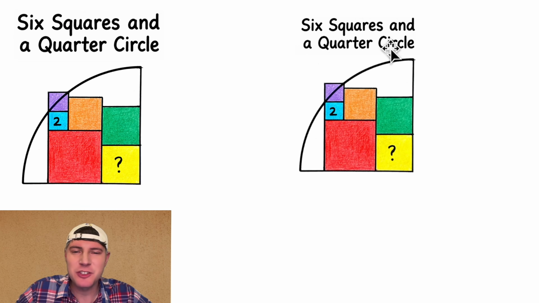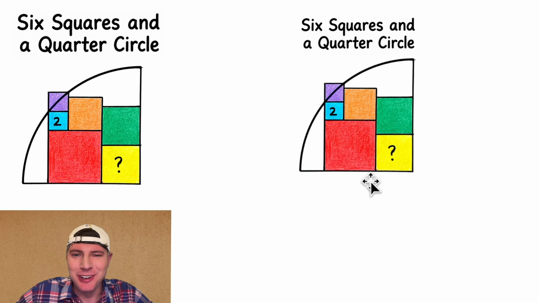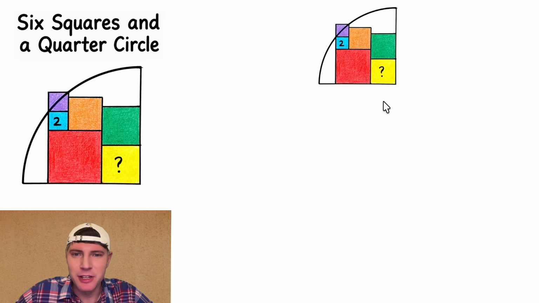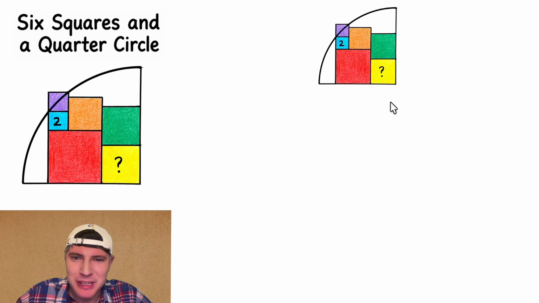We're given 6 squares and a quarter circle. We're given that this square has an area of 2, and we're trying to find the area of this square. This is another amazing puzzle by Catriona Agg. If you want to try it on your own, pause it right now, because I'm going to solve it in 3, 2, 1. First, I'm trying to figure out what are we being told here?